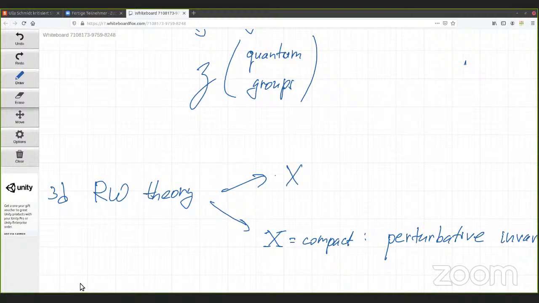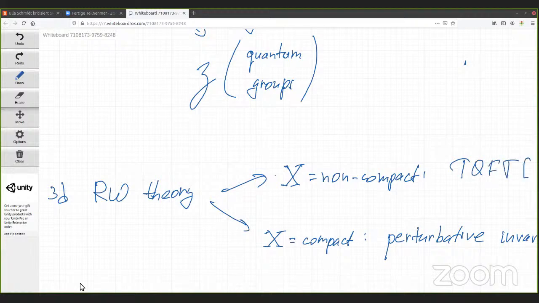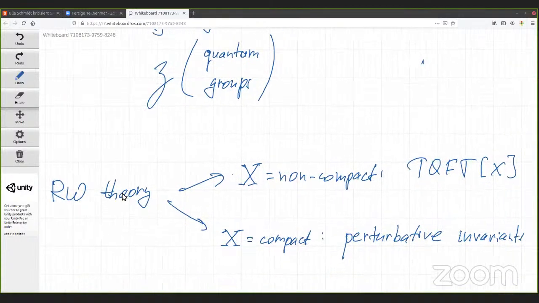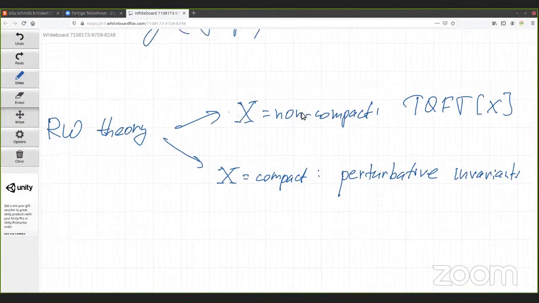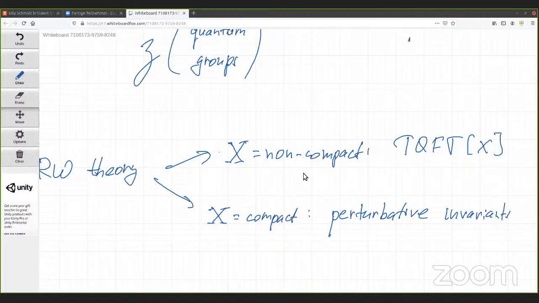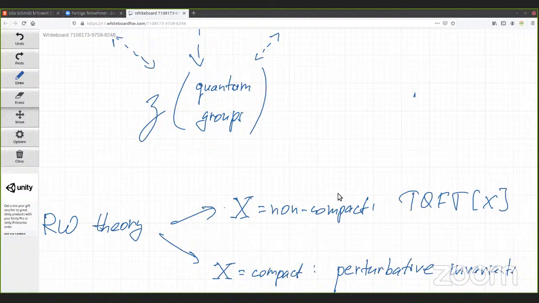Another is when X is non-compact. And here you get some kind of TQFT or MTC labeled by the choice of X, and this equivariant circle action comes into the game. And this leads to something more exotic, more interesting. I don't know how it's related to the first one, so I'll put it as a big question mark. I have no idea what the relations are.